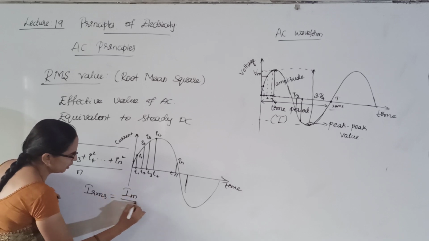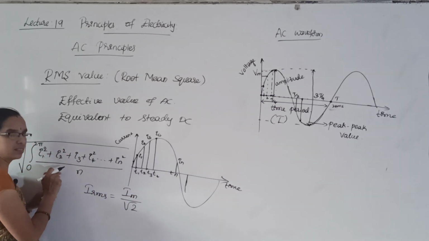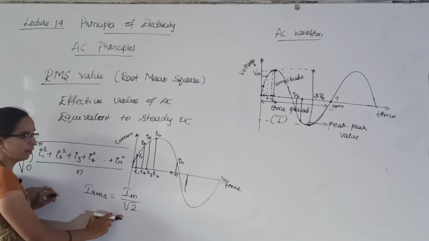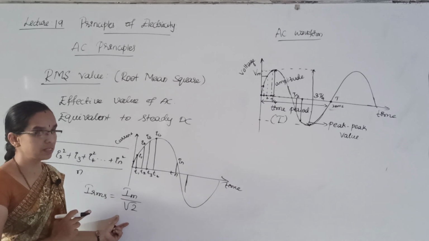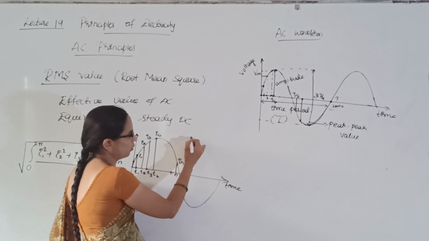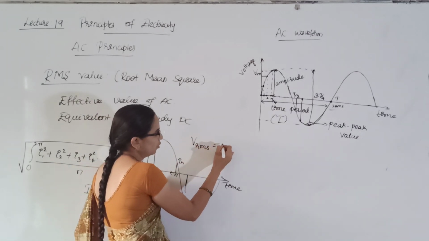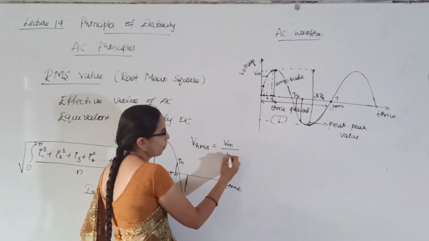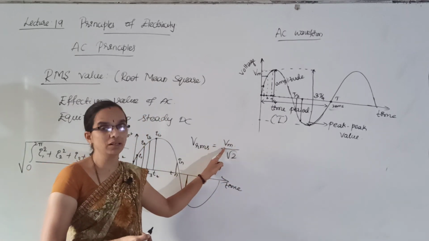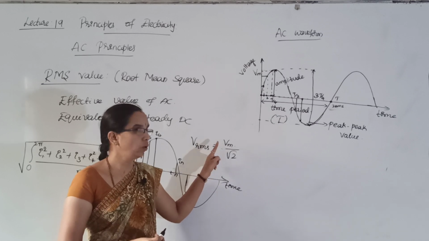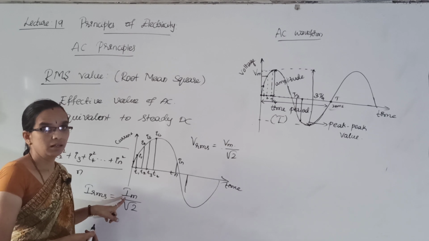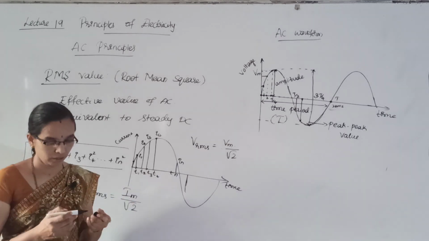is Im by root 2. If I derive this expression, I will get the expression IRMS is equal to Im by root 2. In our syllabus we have to just remember the expression. VRMS is equal to Vm by root 2. What is this Vm? Vm is the peak value or maximum value of the AC signal, AC voltage. Im is the maximum value or peak value of the AC current. Okay.